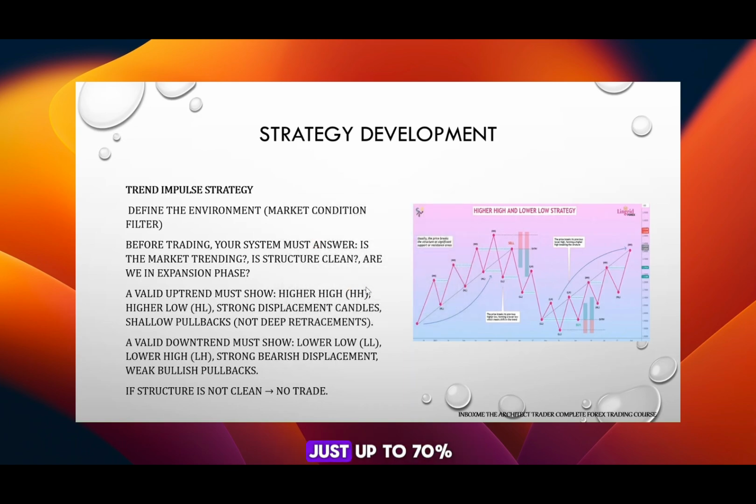It's mostly just up to 70% or 61% of the impulse move. It's never up to 90%. Once you see a retracement that is up to 90% or more of the impulse move, then something is wrong. So if the structure is not clean, then you do not want to be trading.